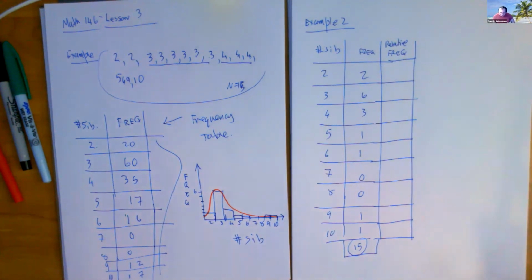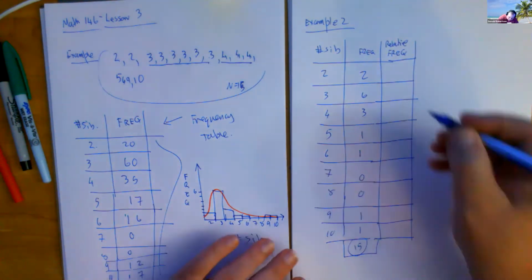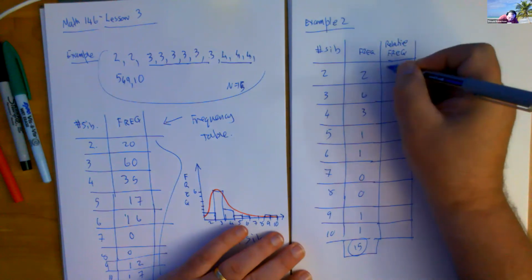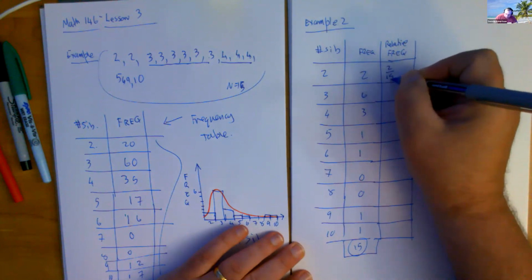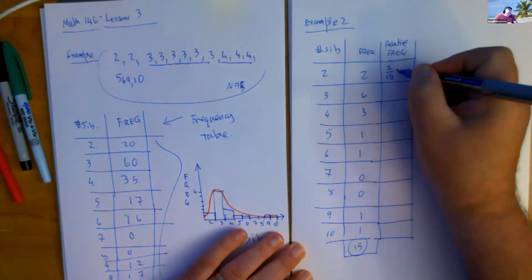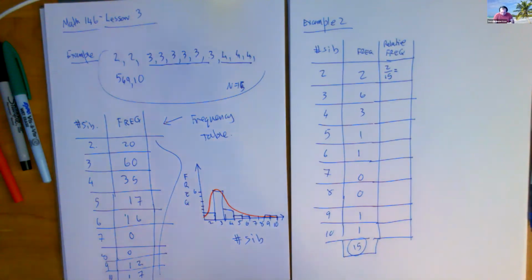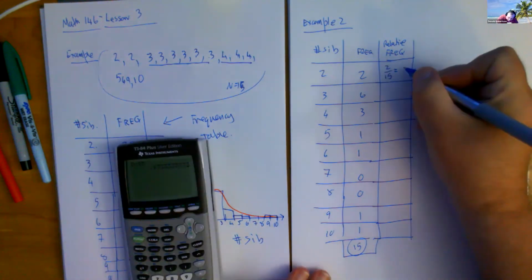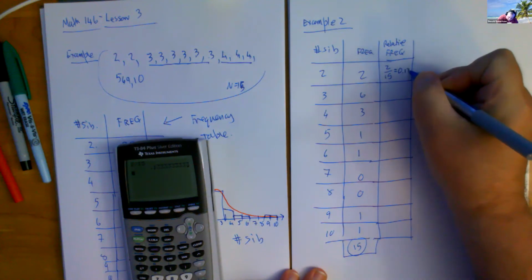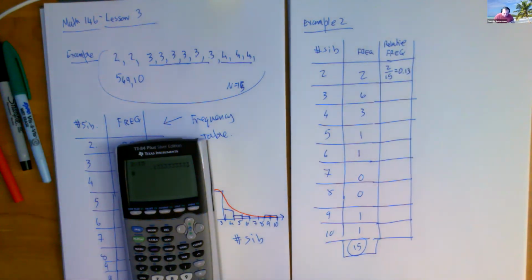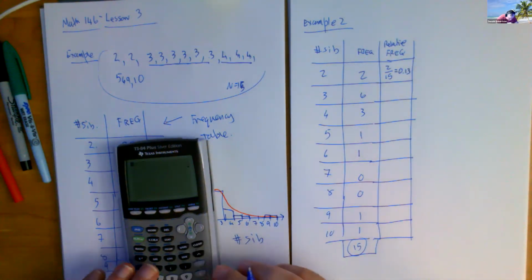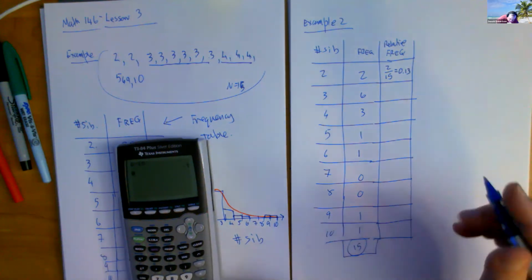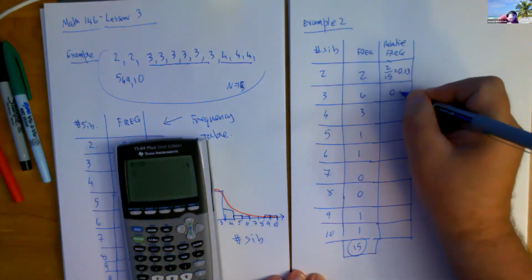And the way you get the relative frequency is you take 2 and divide it by the total, which is 15. But you don't typically leave it as a fraction. You turn it into a decimal. So I'm going to go 2 divided by 15, and I'm going to round off to 2 decimal places. So it's 0.13. And the next guy is 6 divided by 15, which is 0.4.